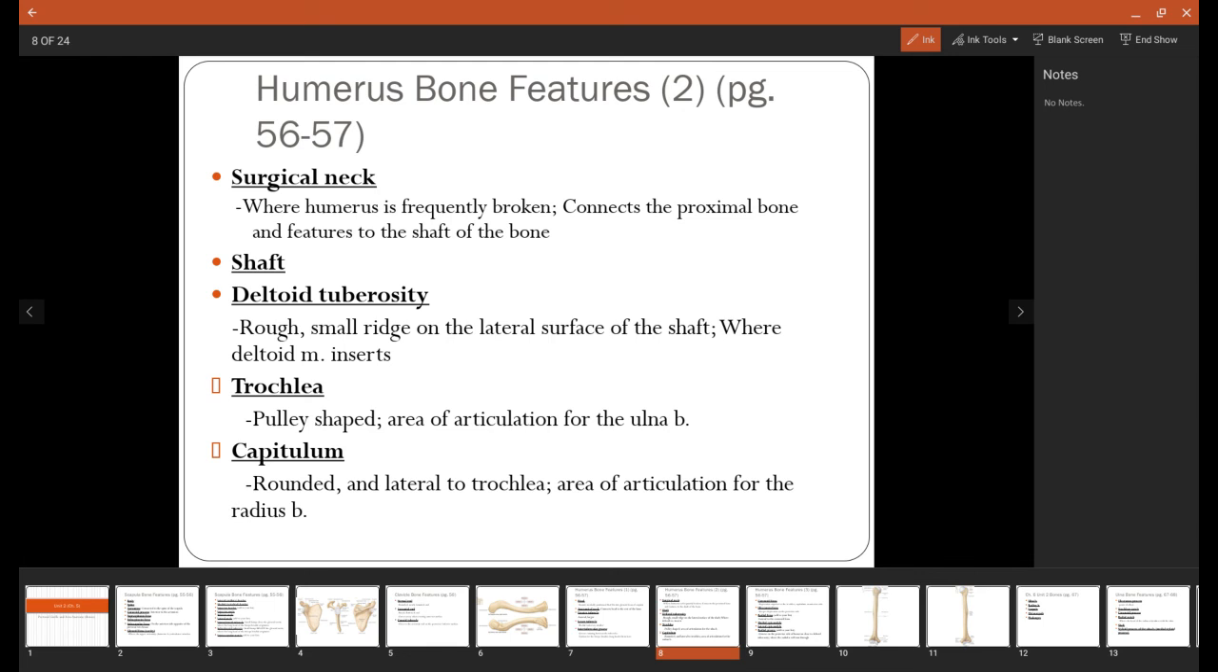We're also going to have the trochlea. It gets its name because it's pulley shaped. This is going to be where one of your antebrachial bones, called the ulna, is going to articulate and be able to slide back and forth. It's on a structure called the trochlea, and we'll see what that looks like here in just a moment.